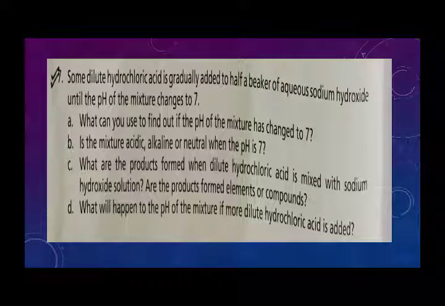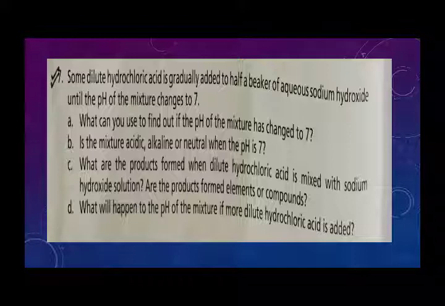That is question number 7. This is also just a simple explanatory question. You have to explain these statements, what they are asking in these parts. According to the statement, some dilute hydrochloric acid is gradually added to half a beaker of aqueous sodium hydroxide until the pH of the mixture changes to 7.